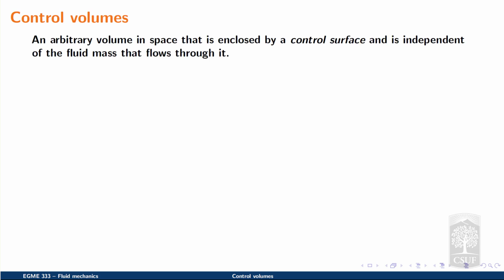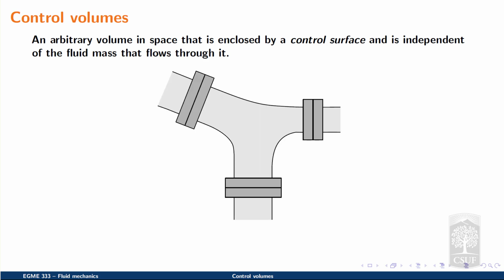So to define a control volume, let's think of it as an arbitrary volume in space that is enclosed by a control surface and is independent of the fluid mass that flows through it. For example, let's consider the flow through this pipe section.